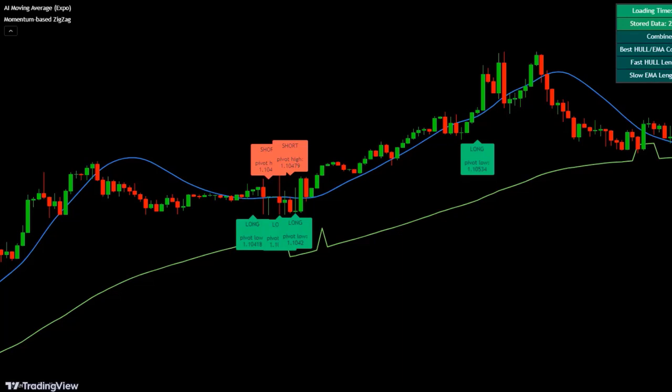For a long signal to be valid, the zigzag indicator must first give a buy signal. Next condition is to have the slow EMA positioned below the Hull MA. Finally, the candlestick must be closed between the moving averages. On the first signal, the candle bar closed above the Hull MA, which does not qualify for a long entry. The next two signals are confirmed.